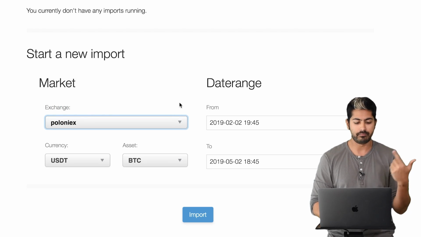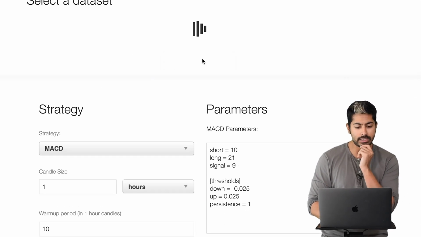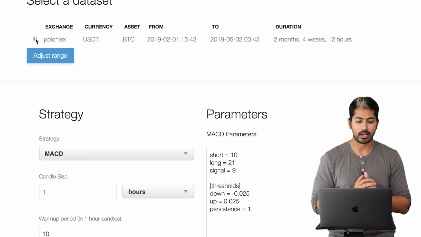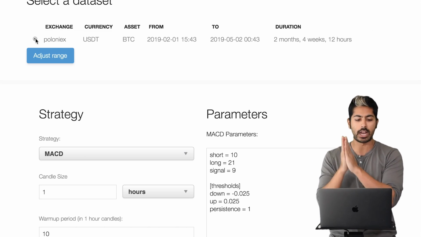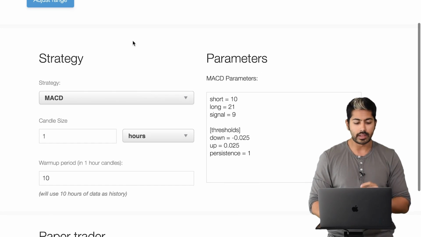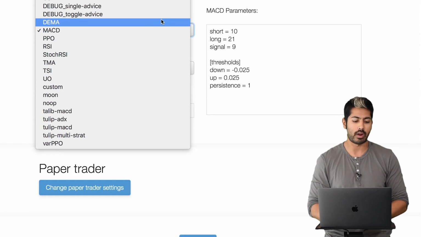So I went ahead and imported the Poloniex data, and then under backtest, I said, okay, let's see what data I have. It found it because I already downloaded it. I can click on it and say, okay, this is the data that I want to train my model on. I want to perform backtesting on. And once I've selected that data, I can choose any number of strategies. You're seeing a lot of different strategies here.